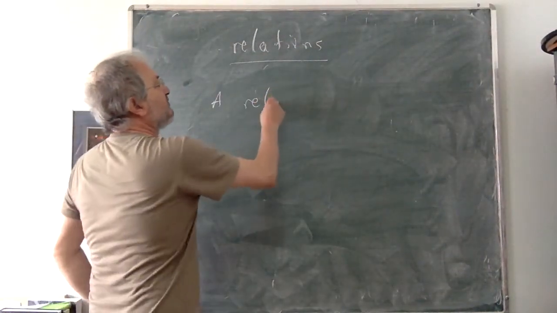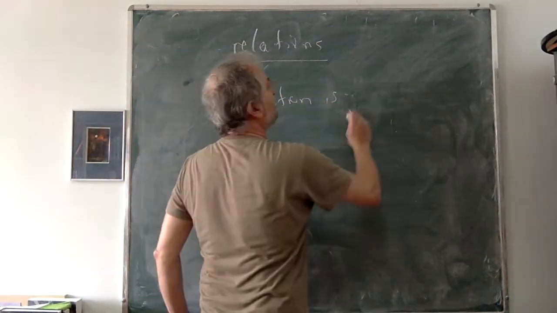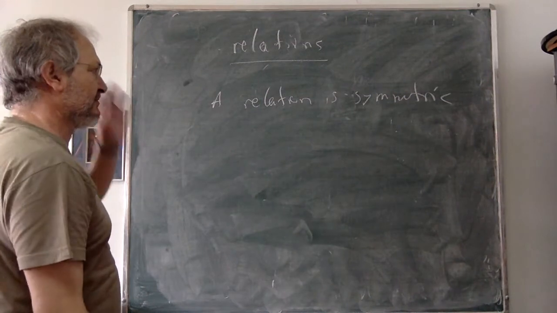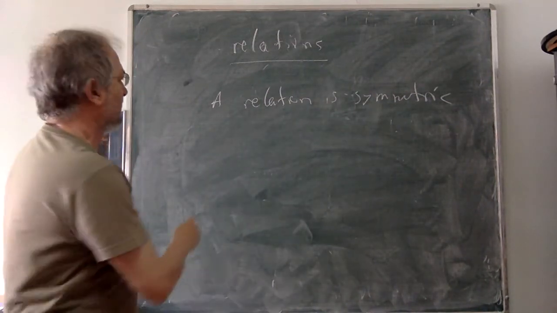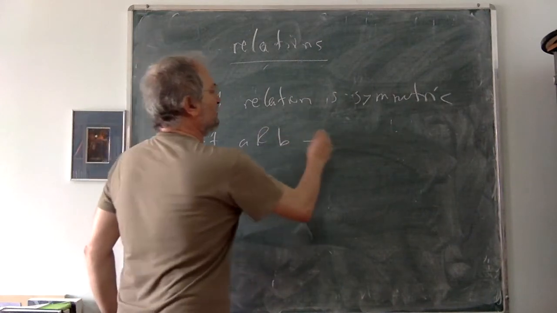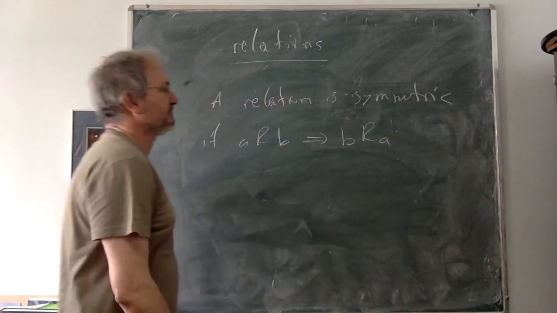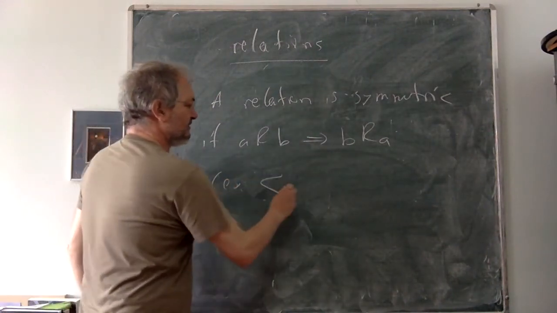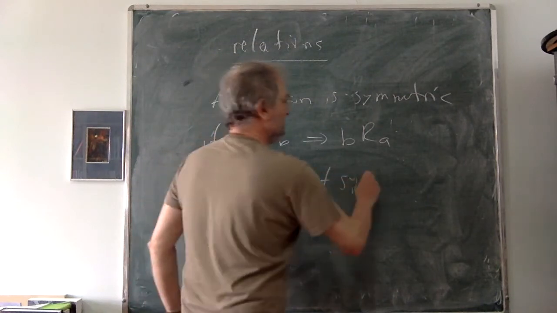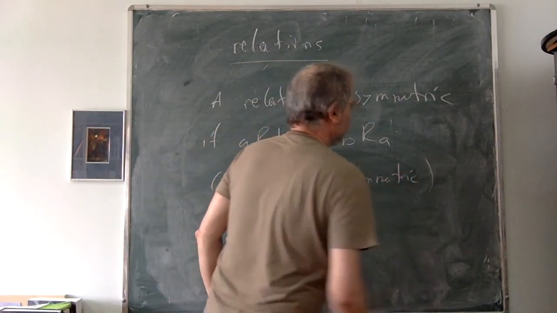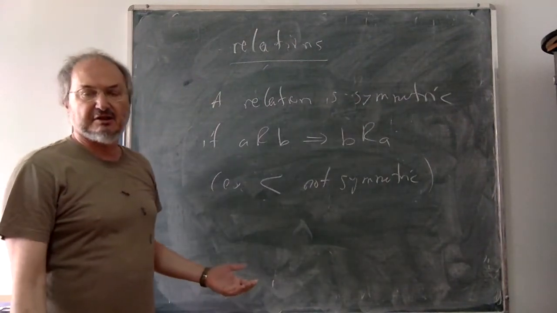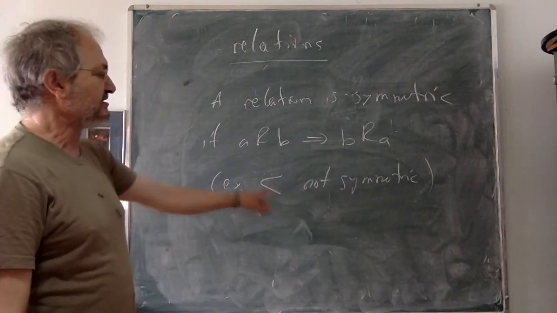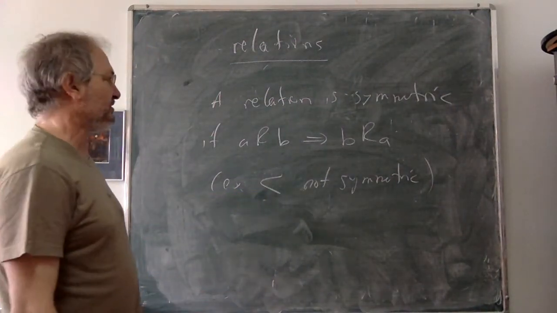A relation is symmetric if A R B implies B R A. For example, this is not symmetric. But equal relation is symmetric. If A is equal to B, then B is equal to A. But if 3 is less than 5, then 5 is not less than 3. So this is not symmetric. Okay?